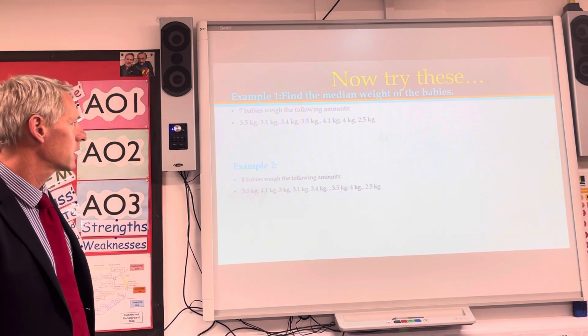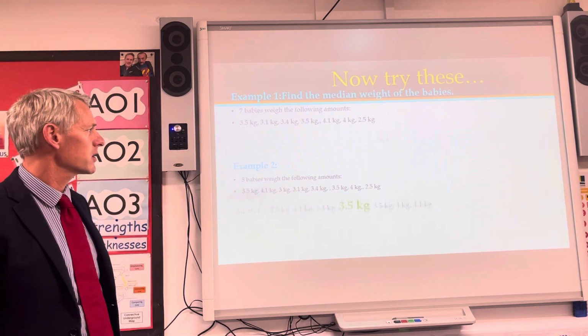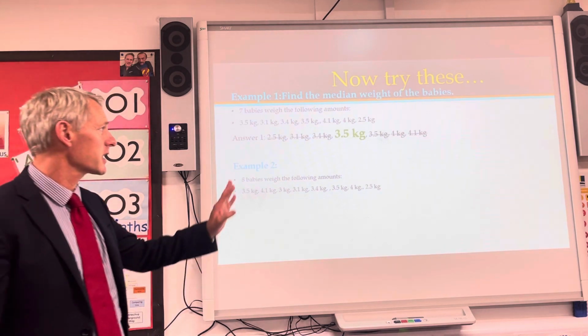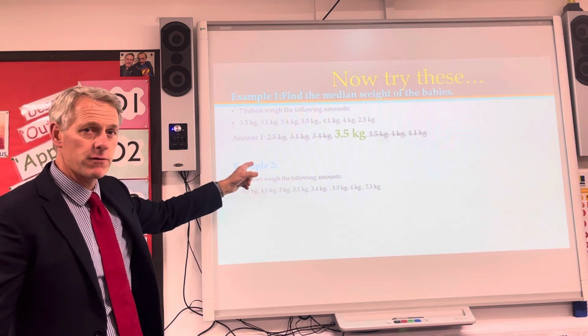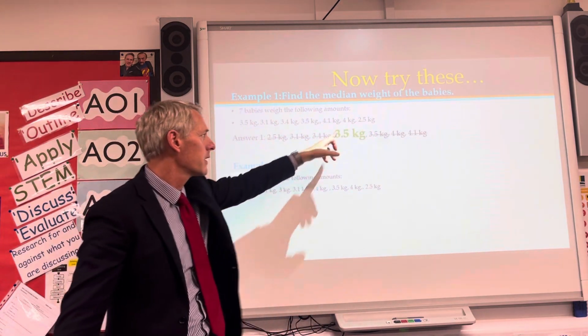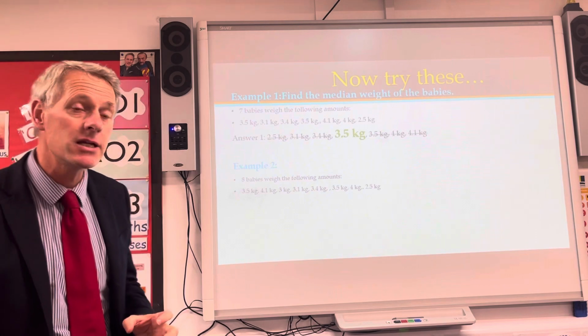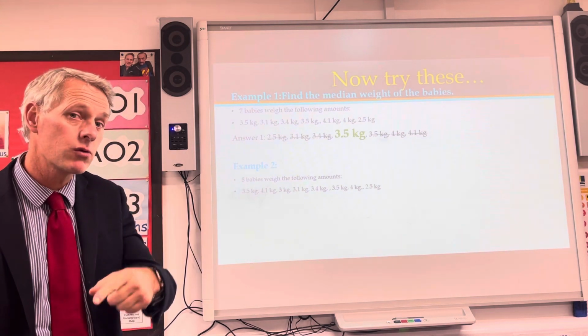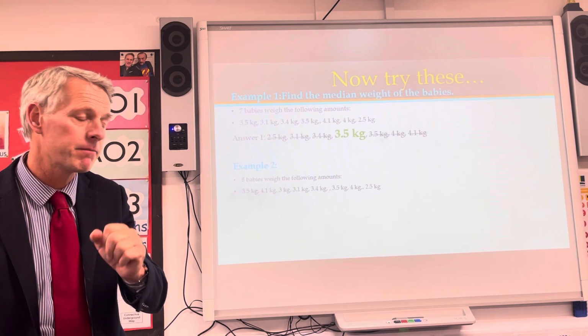Now the answers. First thing you've got to do is put those scores into rank order. I like to tell my students, cross 1 off from this end, cross 1 off from that end, cross 1 off, cross 1 off, cross 1 off. And I can see that my median here is 3.5 kilograms. Have a go at the second one. Pause the video if you haven't done it.